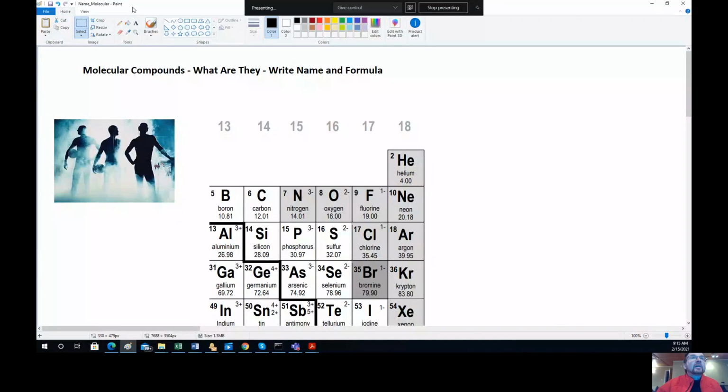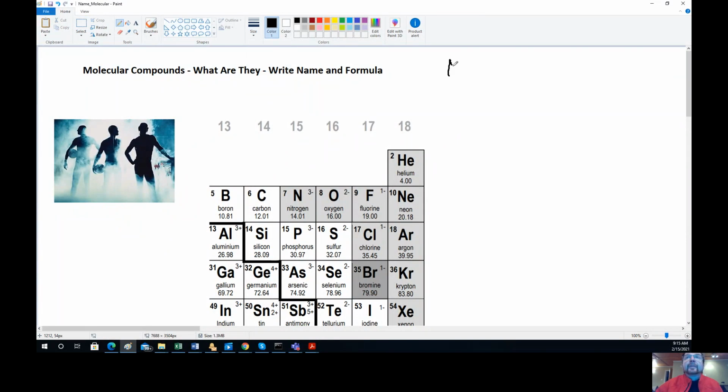Okay, I'm going to share my screen, and we're going to begin with what are molecular compounds. This will just take a moment to get this computer going. Okay, cool. Take some notes along with me. Our first thing we're going to talk about is what is a molecular compound.